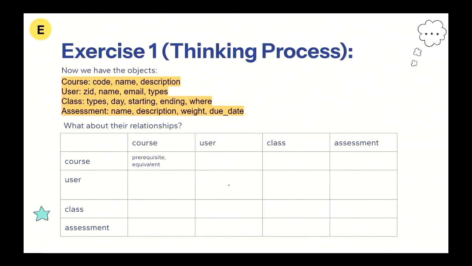Yeah, I see some people are shaking their head. So there's no relation between classes in this course outline database. So we don't really have relations between classes. So that's this one. What about assessment?